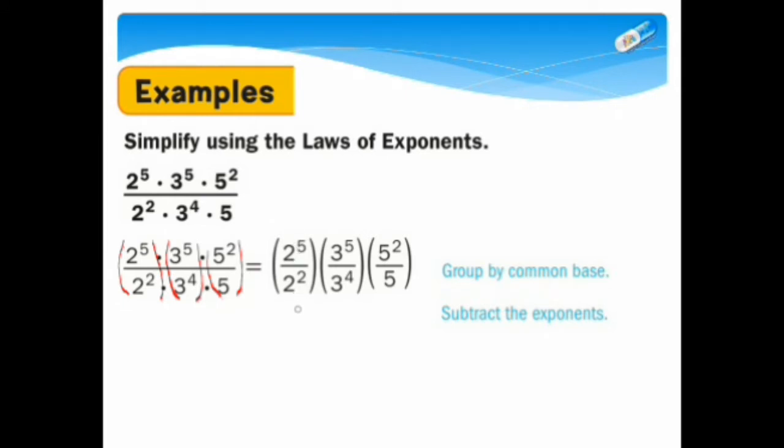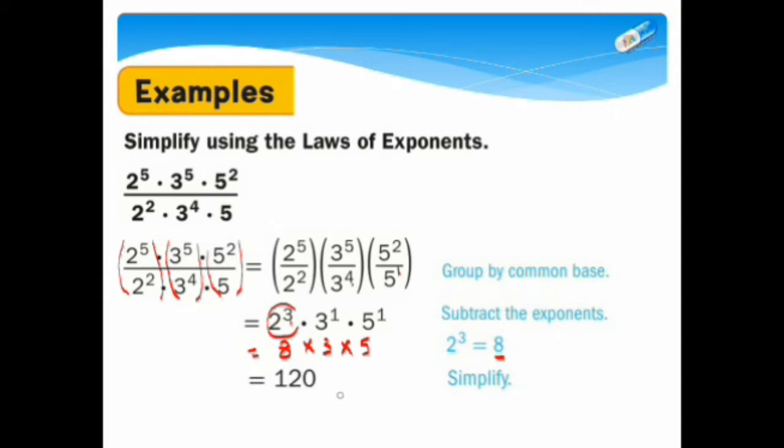The common base here is 2, so it will be 2 power 5 minus 2 equals 3. And here 3 to the power of 5 minus 4 equals 1. And 5 to the power of 2 minus 1 here, which is 1. Now we know that 2 power 3 is equal to 8. This means this is equal to 8 times 3 power 1, which is 3, and 5 power 1, which is 5. If we simplify, we will get 120.